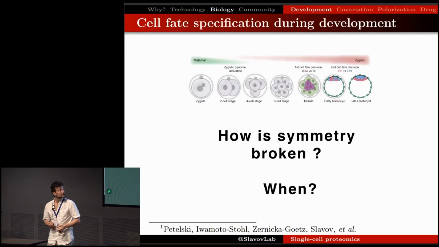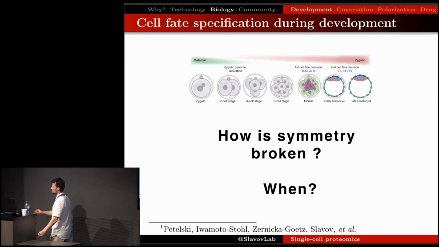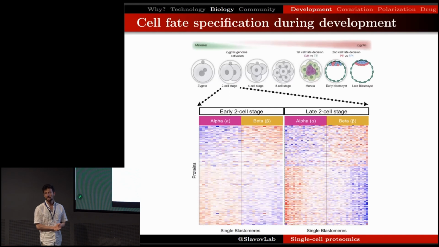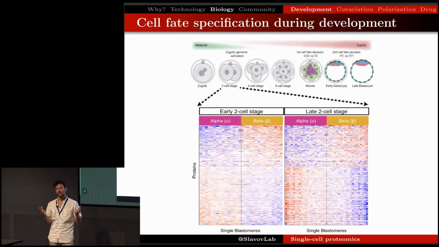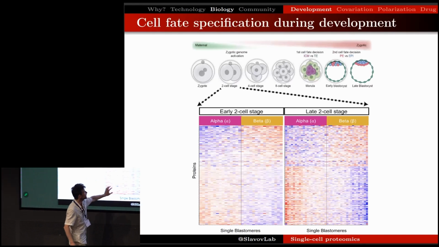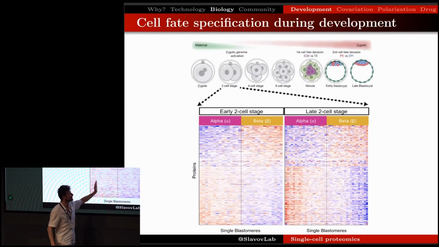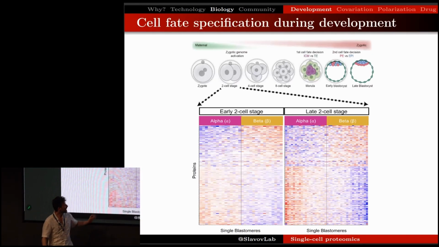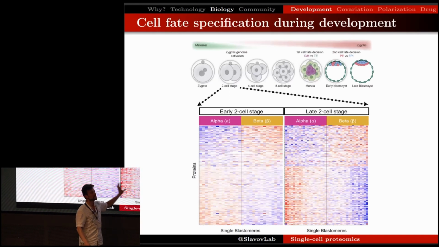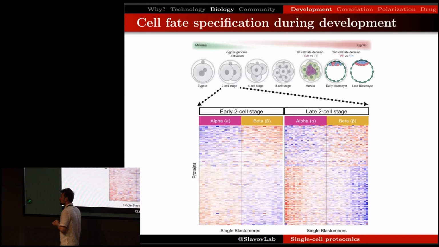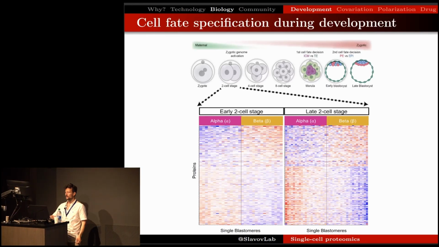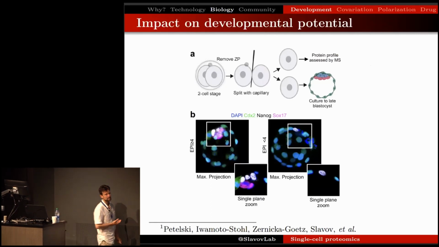So when we measured protein abundances at the 2-cell stage, we found that there are hundreds of proteins that are differentially abundant between the sister blastomeres, and they're differentially abundant in a way that, consistently, we could identify one of the blastomeres as being alpha and the other beta, and those differences actually increase from early to late 2-cell stage. So that's interesting, but of course the question is, do those differences matter? Are they just molecular differences, or do they reflect functional, biologically meaningful specialization?